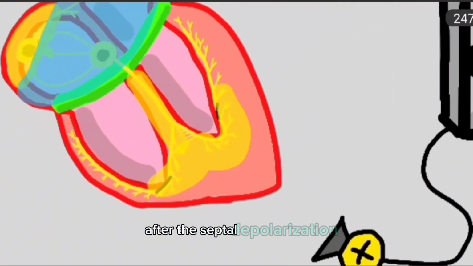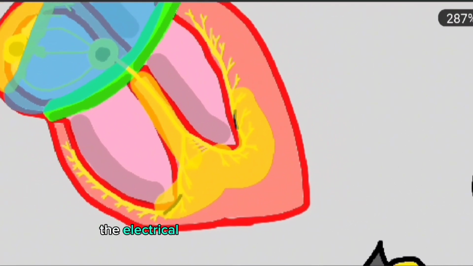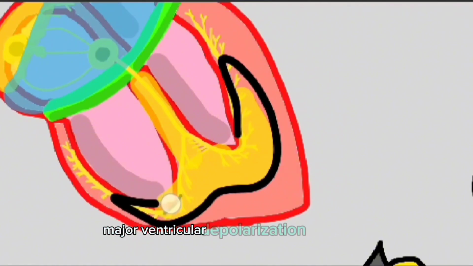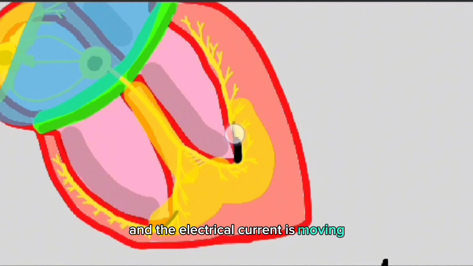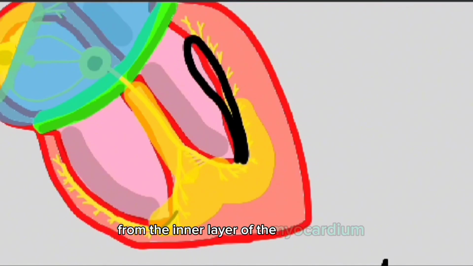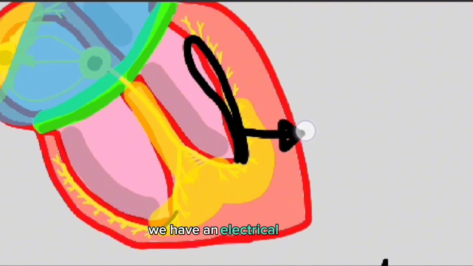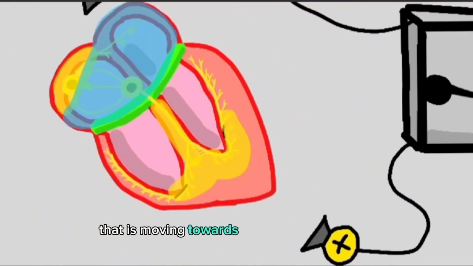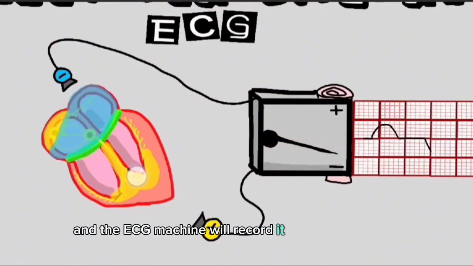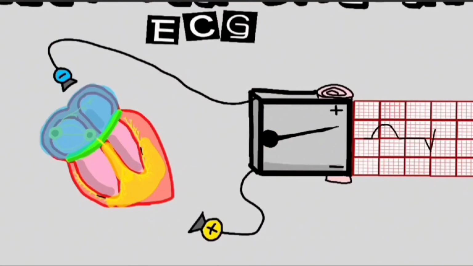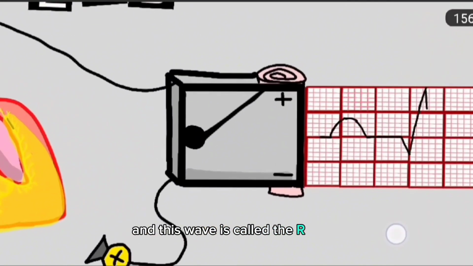After the septal depolarization, the electrical current will reach the ventricles. Major ventricular depolarization takes place, and the electrical current is moving from the inner layer of the myocardium to the outer layers. So here we have an electrical current that is moving towards the positive electrode, and the ECG machine will record it as a positive wave, and this wave is called the R wave.